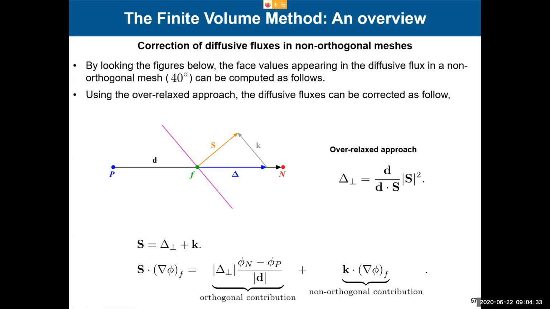So just to show you a way how to correct that one, this is the over-relaxed approach, which is actually the one used in OpenFOAM. So you can compute it in this way. So look at that, everything is geometrical, okay? So by the way, this angle is 40, okay? You see the angle between this vector and S is 40 degrees.